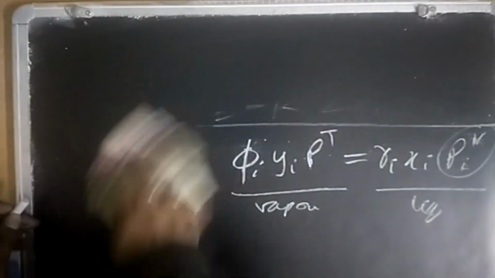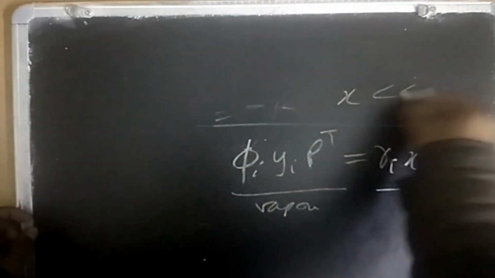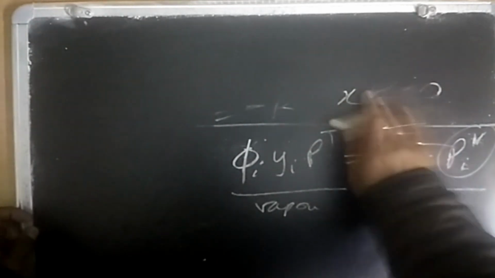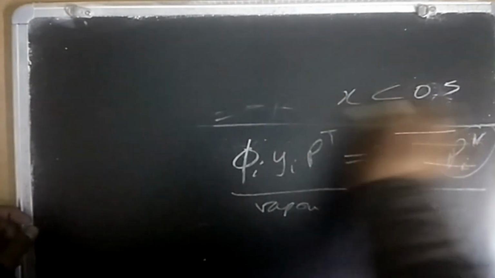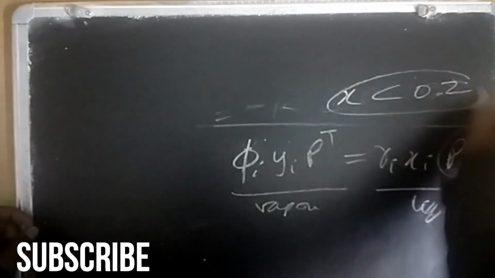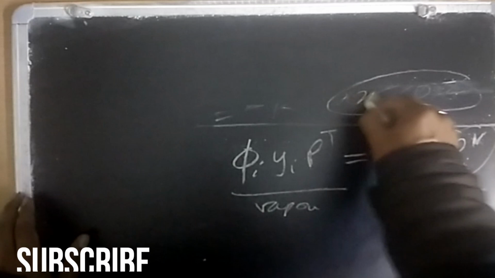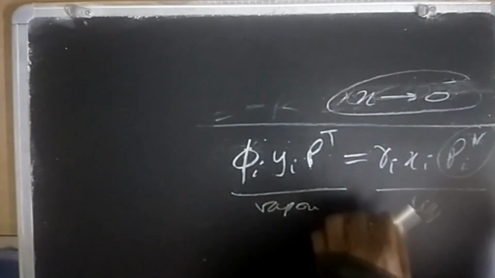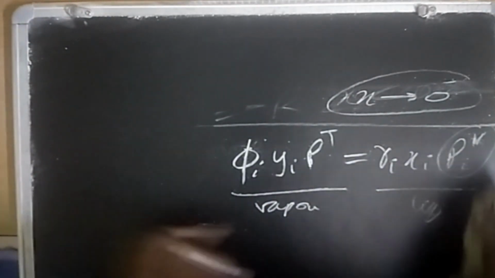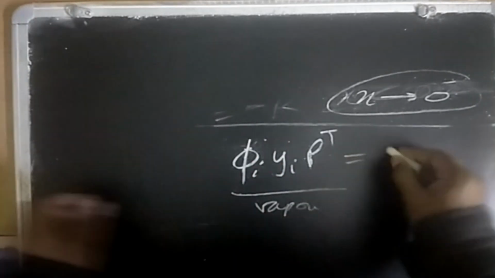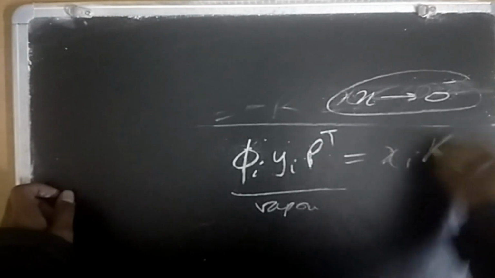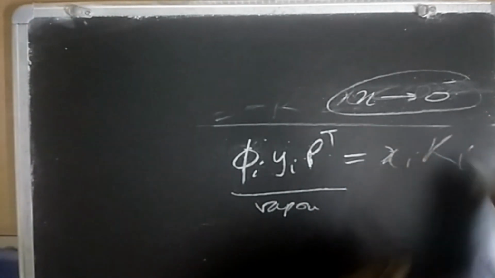And if it is Henry's law, when x is very small, very much less than, let's say 0.5 or something, even less than 0.2 or 0.1, when x is almost tending to 0, then what we can take here is Henry's law, which says that this becomes as it is, but instead of this, put xi into some constant, Henry's constant, pi, let's say.